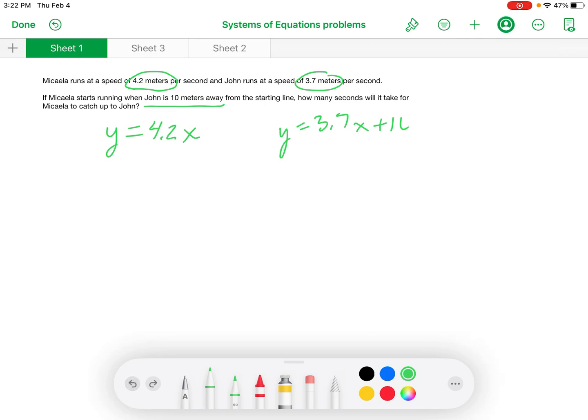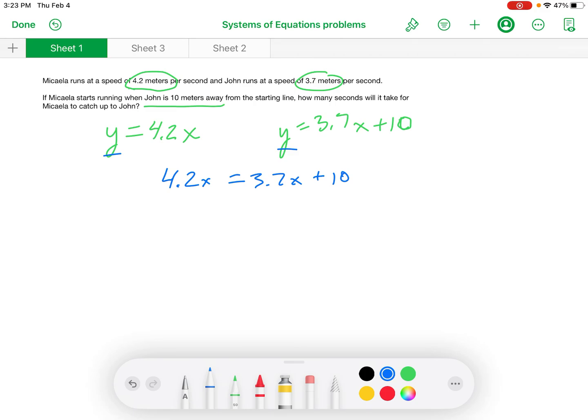Right there I've got my two linear equations, and so I know that if I want to figure out the solution, I'm going to have to solve this system of linear equations. One way that we can do that is we notice that they're both equal to y, so we can actually set those two equations equal to each other, and then we could solve this like a straightforward linear equation problem where we're just solving for x.